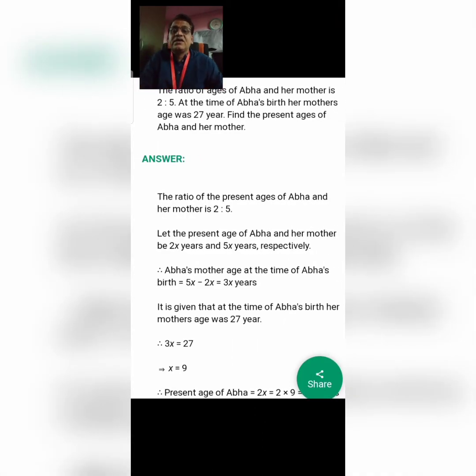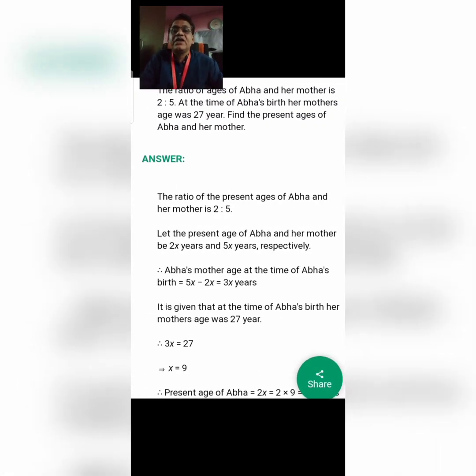Okay. Now come to the next, question number 6. What is question number 6 here? The ratio of ages of Abha and her mother is 2:5. At the time of Abha's birth, the mother's age was 27 years. Find the present age of Abha and her mother.